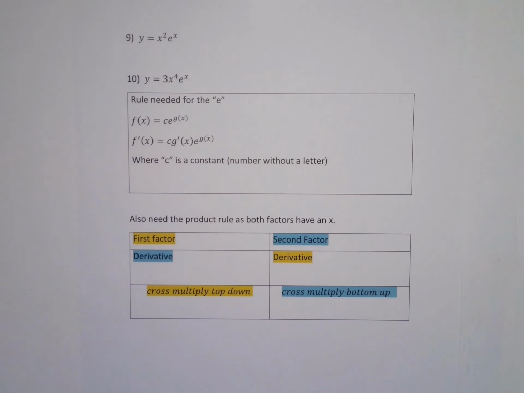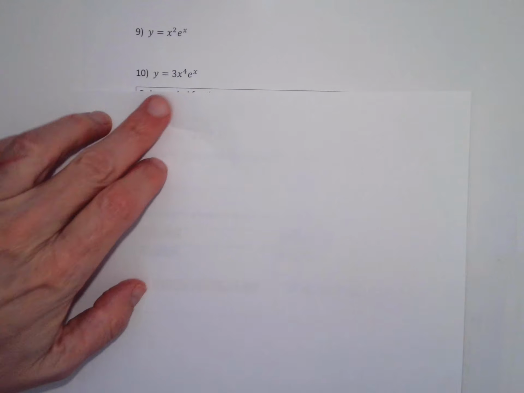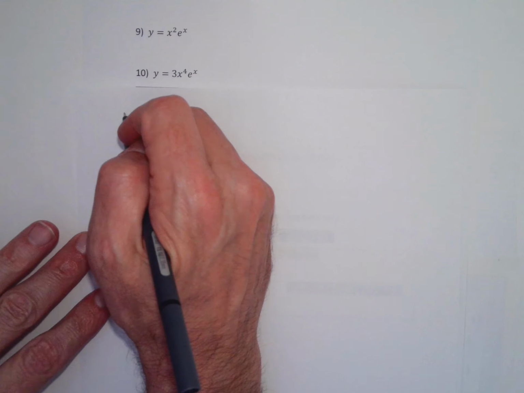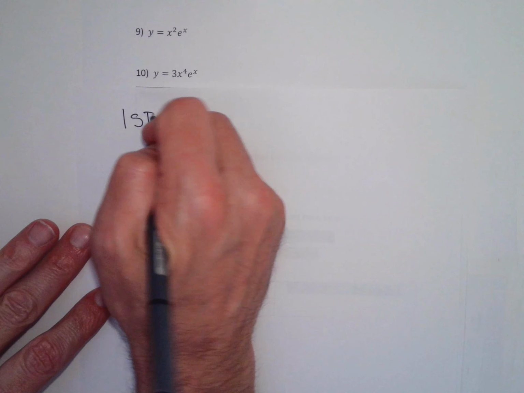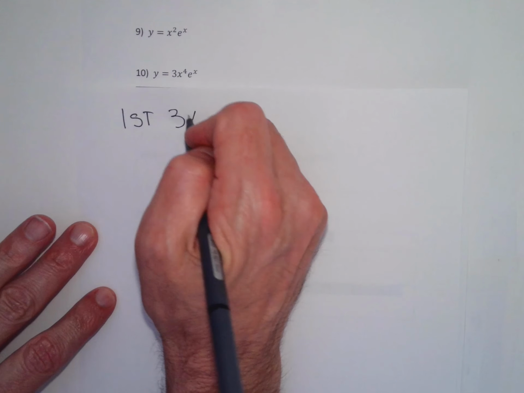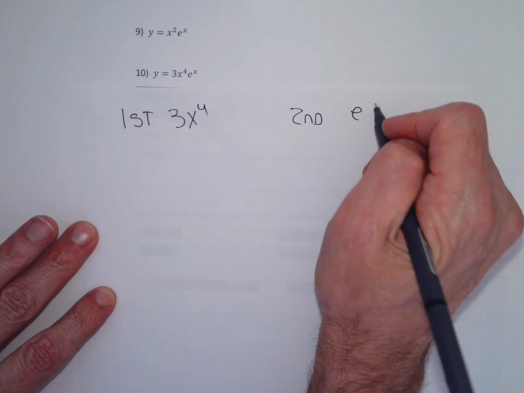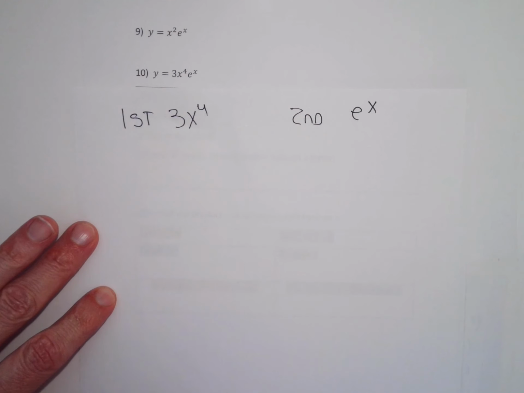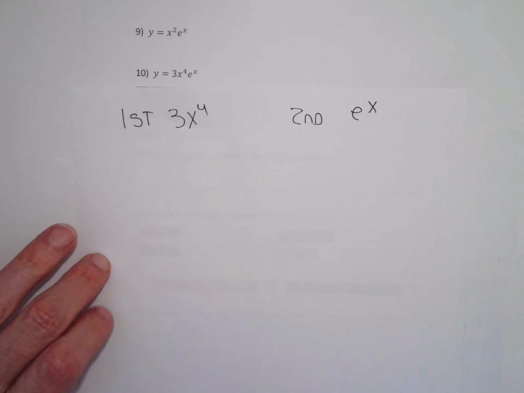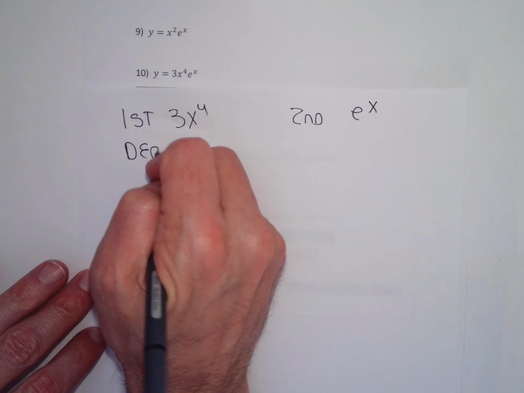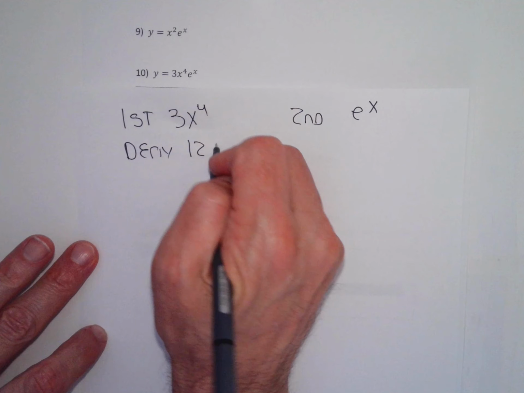Now it kicks it up a notch because preceding the e, I have a coefficient with an x. Now I need to do the product rule. So I'm going to have my first factor, which is 3x to the 4th. My second or my last factor, which is e to the x. I'm setting up for the product rule because there's multiplication and both factors have an x. I'll take the derivative of 3x to the 4th and get 12x cubed.